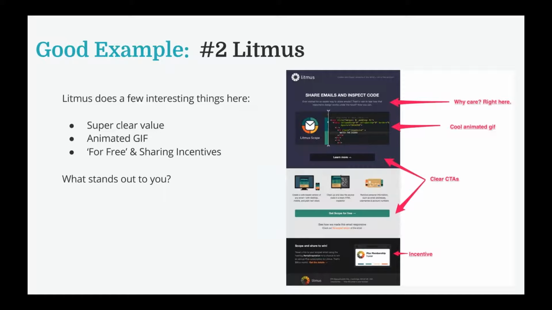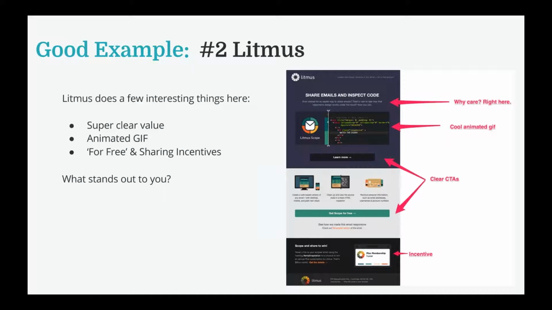Okay, good example number 2. Let's look at another example that's not PayPal. Litmus is actually an email tool. It allows you to create web-based versions of emails. They had a cool email here because I thought of a couple different reasons.